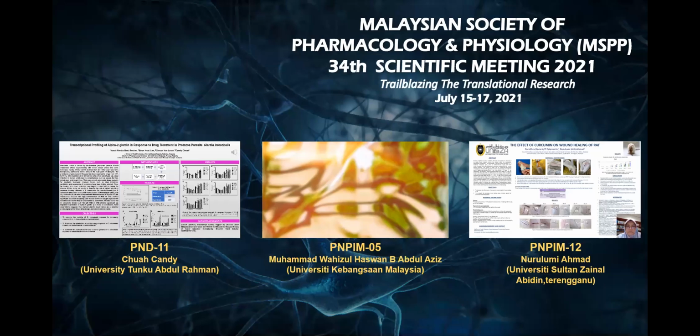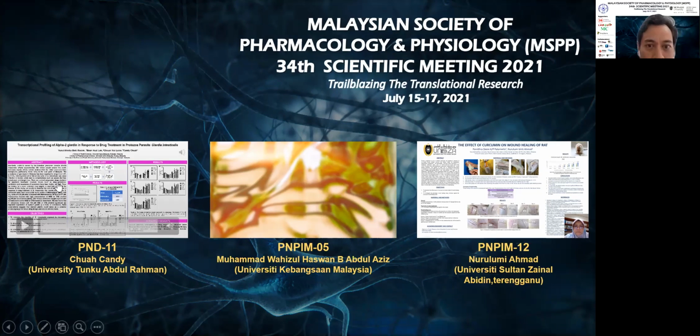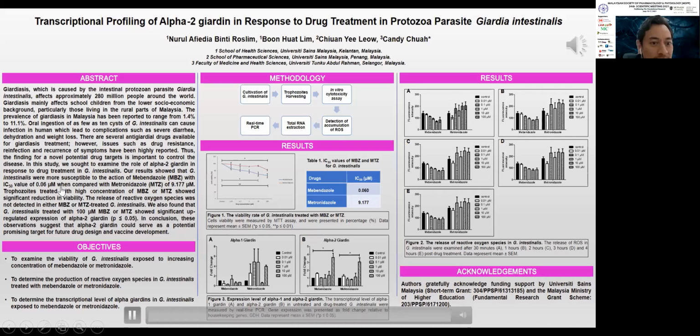All right, thank you, Chuah Candy. This is a pretty difficult study for me to digest. So can you explain a bit to us what is actually the alpha-2-gyrdin gene or target that you are looking at?